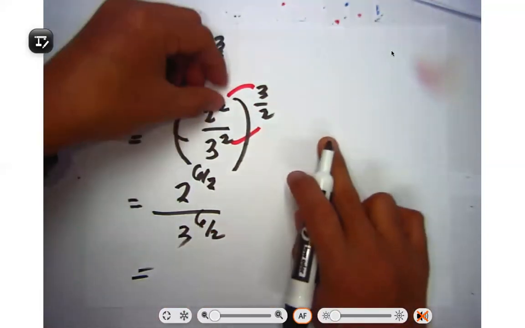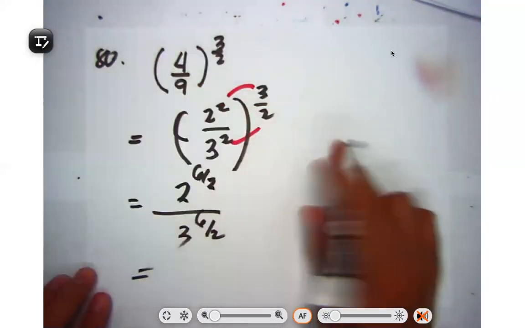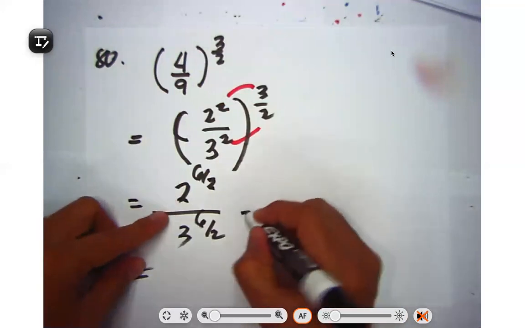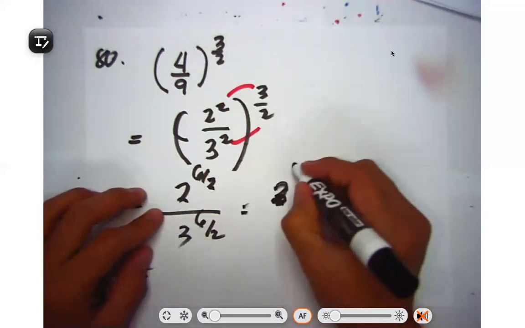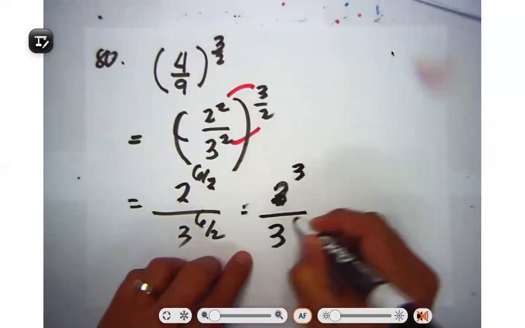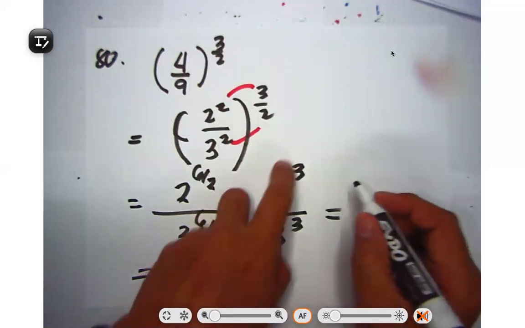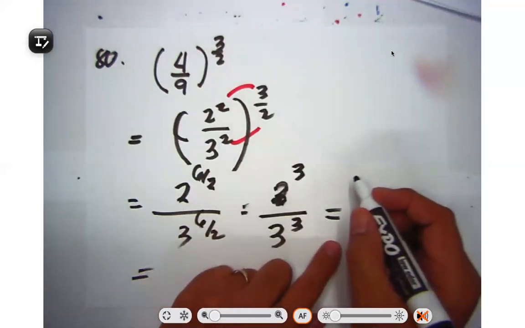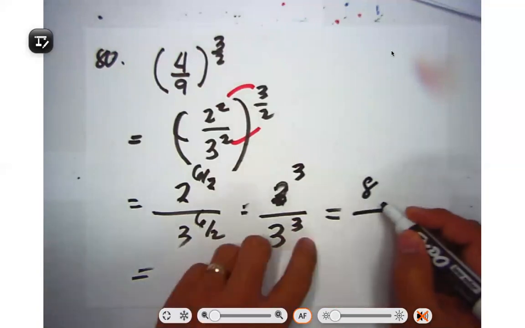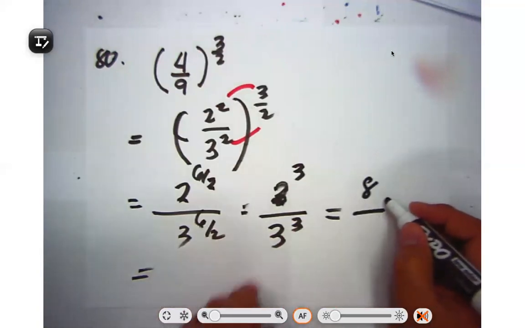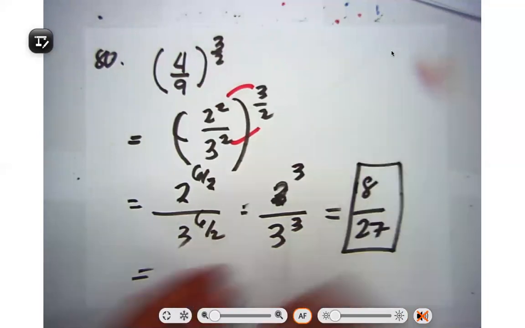Let's adjust this. 2 times 3 is 6 over 2. Then 2 times 3 is 6 over 2. What is 6 over 2? Going to be 3 here. Therefore, what's 2 cubed? 2 times 2 times 2? 8. How about 3 cubed? 3 times 3 times 3? 27. So you have 8 over 27.